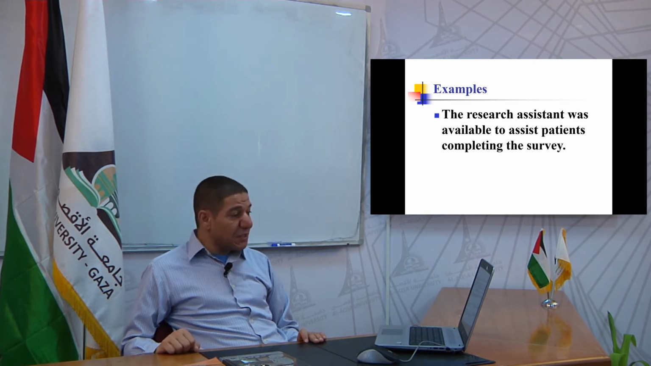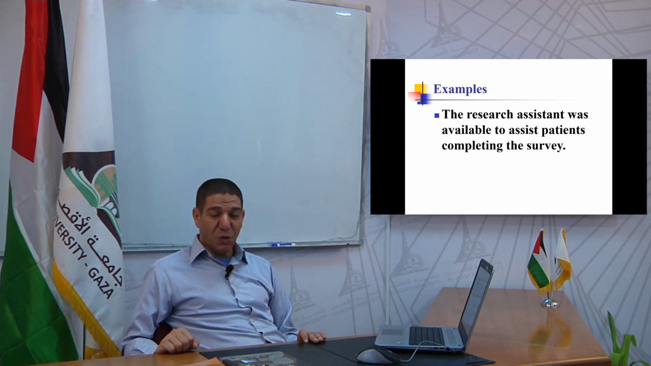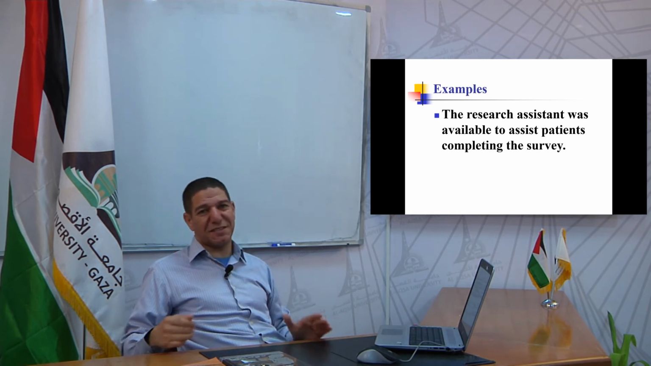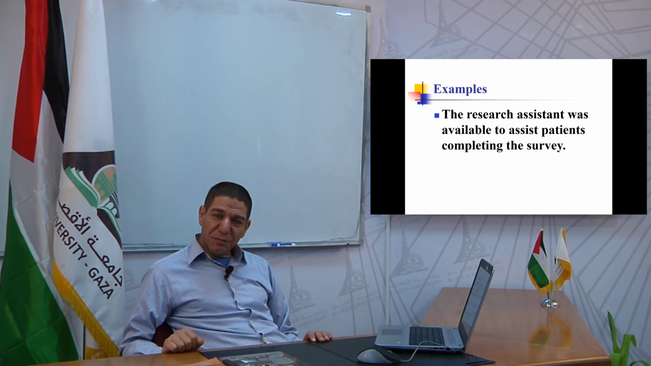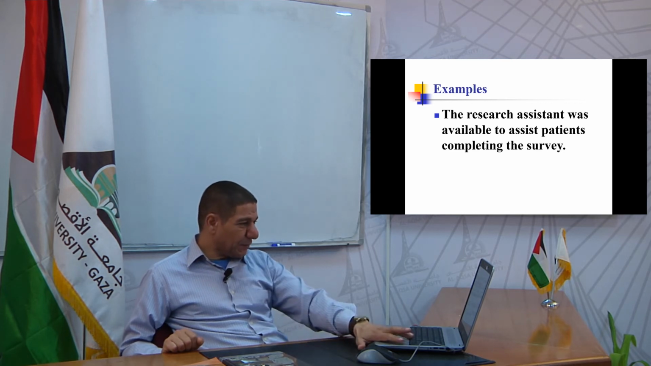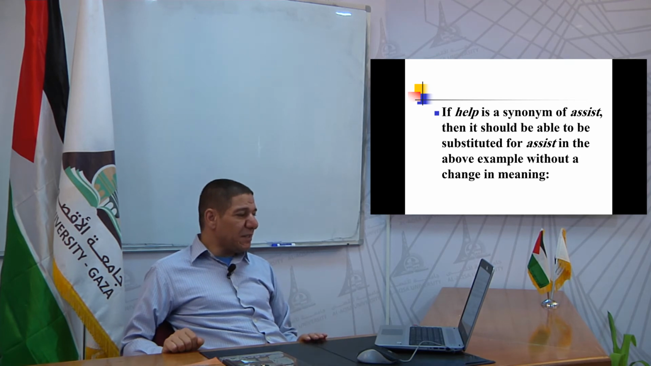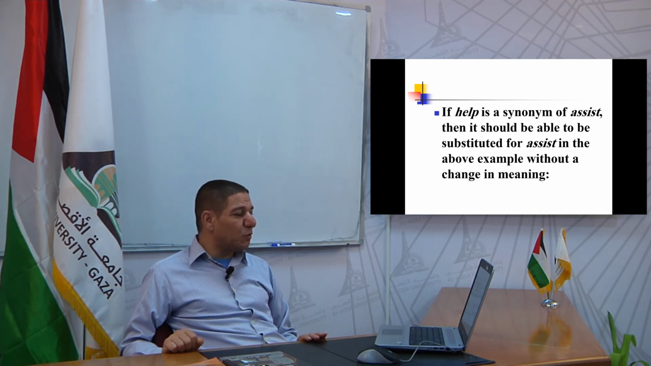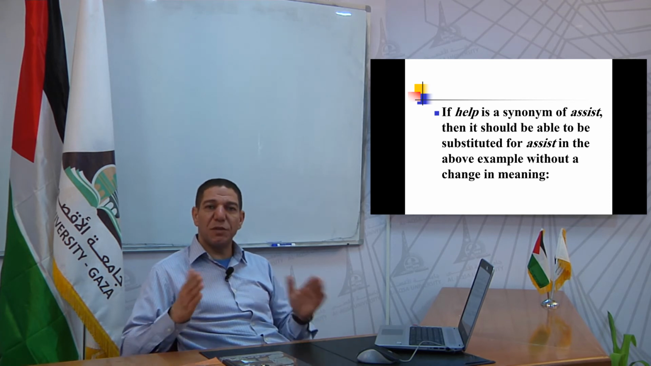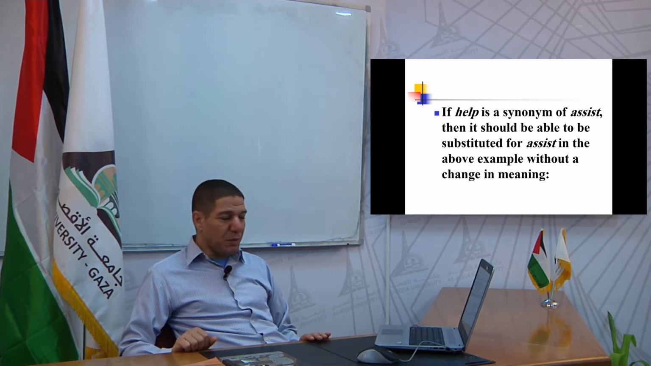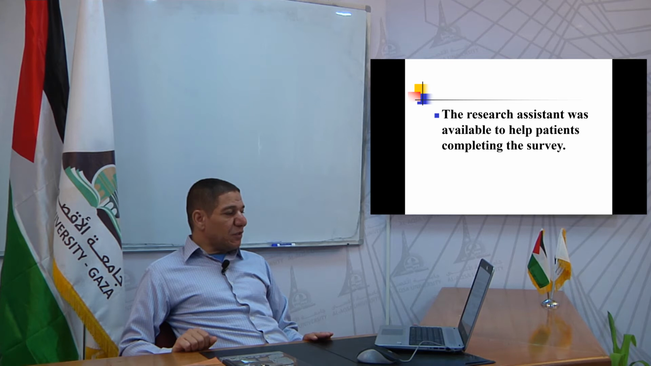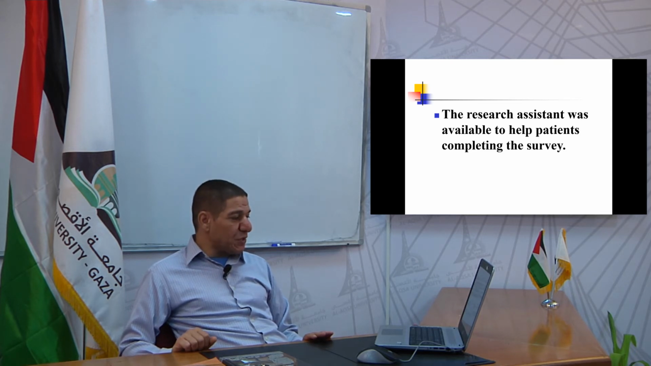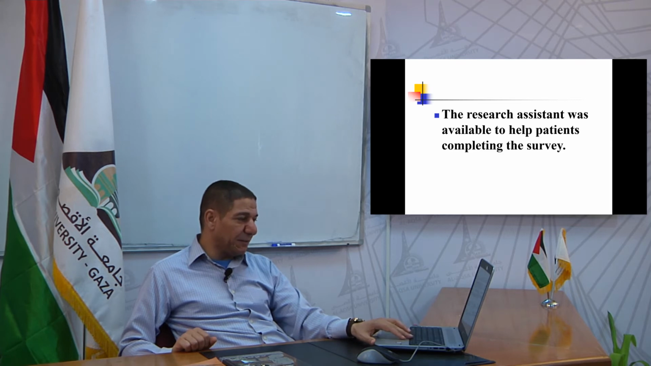Can we say "the research helper"? No, because "research assistant" is fixed in English. Okay? But "to assist" can be replaced with "help." Okay? If help is a synonym of assist, then it should be able to be substituted for assist. Substitute, to be replaced, okay? In the above example, without a change in meaning. The research assistant was available to help patients completing their survey.